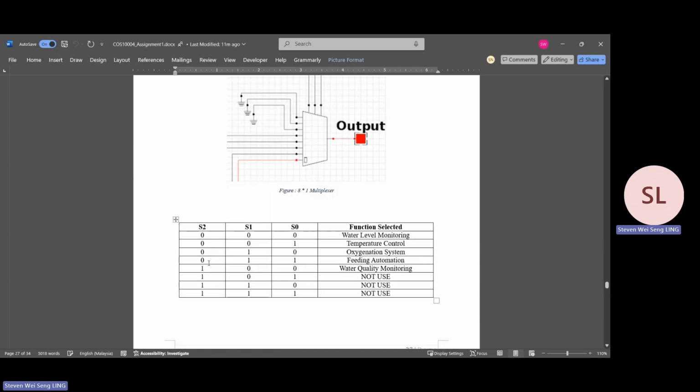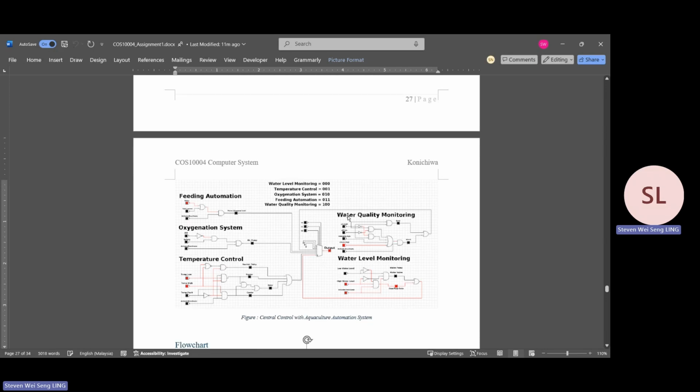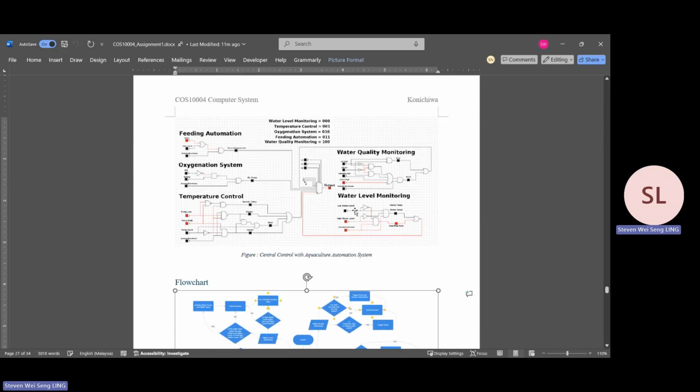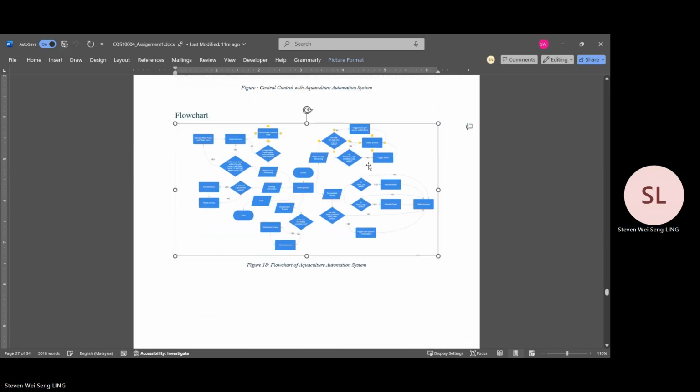And here is the truth table for selection inputs that correspond to the functions. Additionally, the overall circuit diagram illustrates how the multiplexer integrates with the different system components, allowing seamless selection and monitoring. And here is the flow chart.